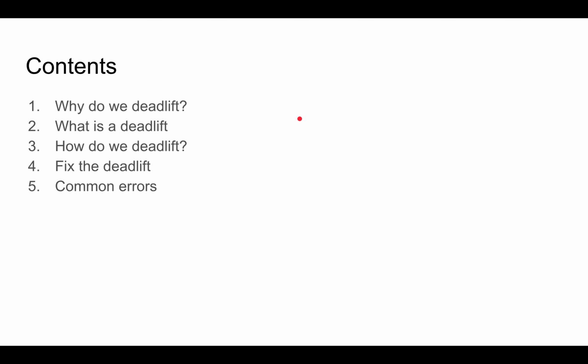Right, so a general outline: we're going to talk about why we program a deadlift, what is the deadlift, how do we do the deadlift, how to fix the deadlift, and then we're going to go over some common errors. Now, the deadlift can be a complex movement, even though it's very simple, the idea of picking something up off the floor. But because we are using the entire body to achieve the movement, it can get complex to figure out exactly where the weak point is.